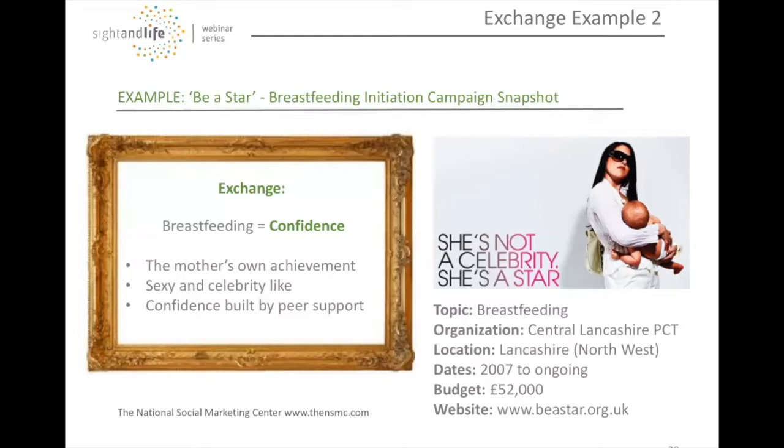We will look at how the strategy did that in more detail in a moment, but it was extremely successful in increasing breastfeeding initiation rates in a very short period of time. What this example illustrates is that even something as natural and evidently beneficial as breastfeeding requires an exchange in the audience's eyes of something they really value and get excited about.